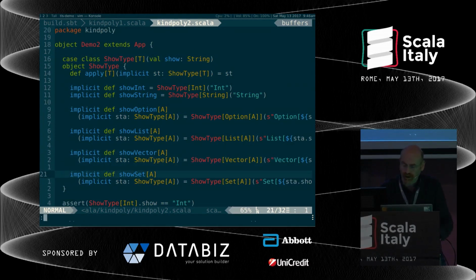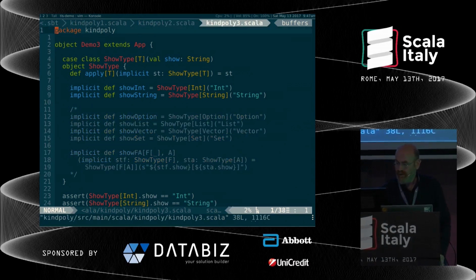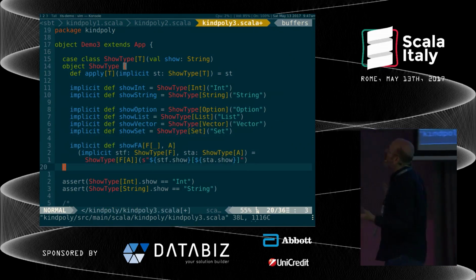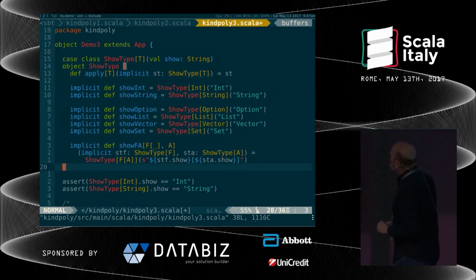Well, we might try something like this. Let's just take that away. This is kind of what you want to write, really. You want to write Show type class instances for each of the type constructors, so Option, List, Vector, Set, and so on and so forth. And then we want to be able to define just once, so in other words, the type constructors become on a par with the fully applied types, Int and String. And then we want to define an instance which pulls in the Show instance for the type constructor, the Show instance for the type parameter, and puts them together. That's kind of what you want to do.